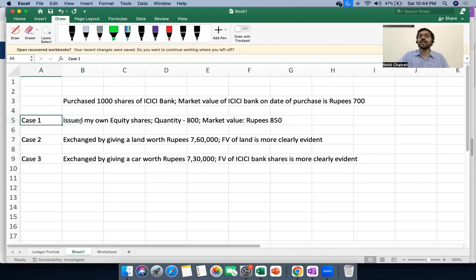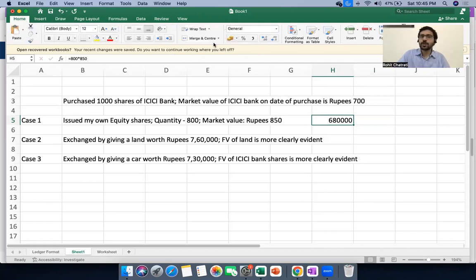Now, in this case, the investment in ICICI Bank, the shares of ICICI Bank will be recorded at the market value or the fair value of my own equity shares that I have issued. The investment in ICICI will be initially recognized at the fair value of my own equity shares that I have issued, which is 800 multiplied by 850, which is 6,80,000. I will be recognizing the investment in equity shares of ICICI Bank at 6,80,000 rupees on day one.